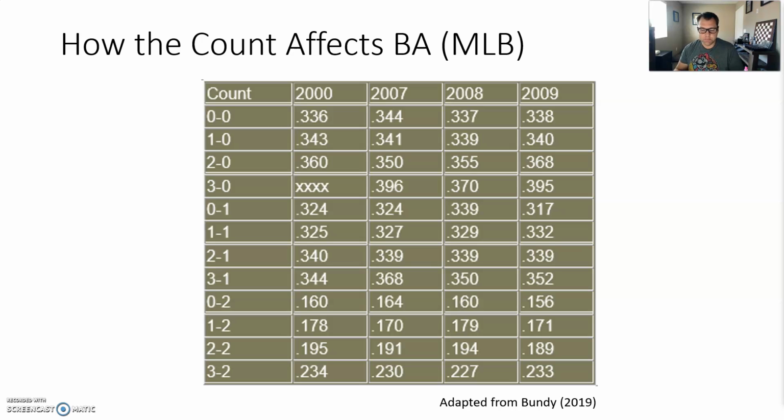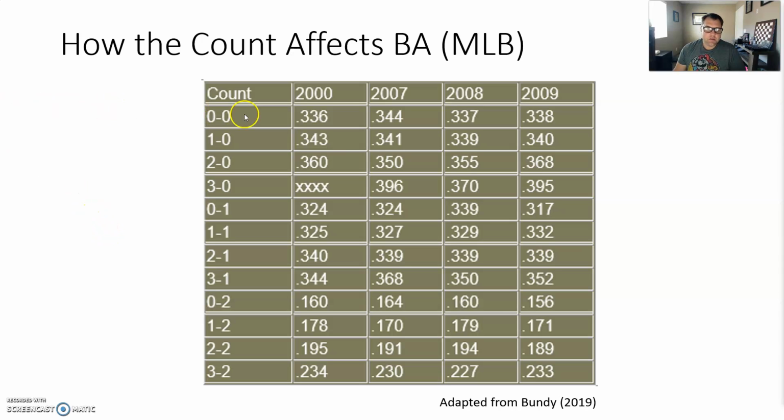So first off, I have this chart here, which we've seen something similar to in class, but I wanted to elaborate on it now. This takes into account batting averages based on count for MLB teams from 4 different years. So this is over the years really 2000 to 2009. What we can take away from this is a few things.